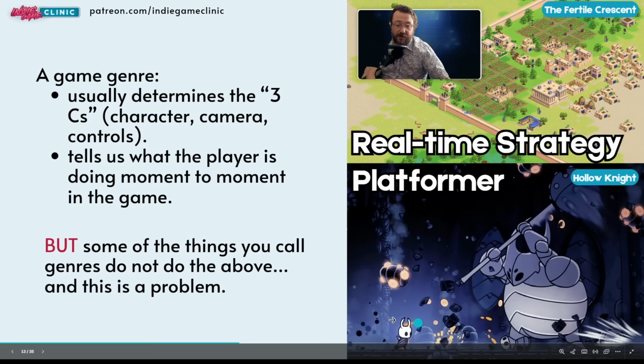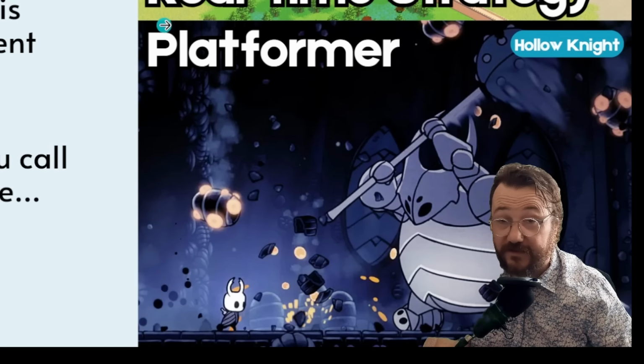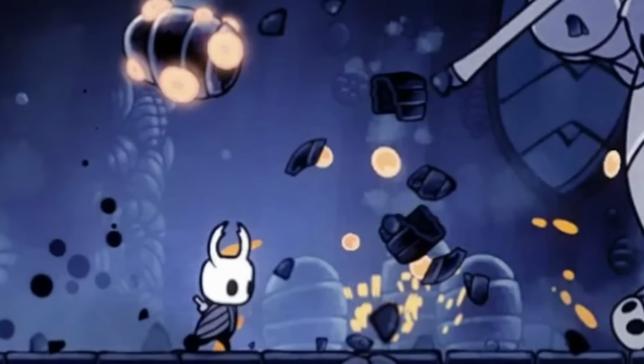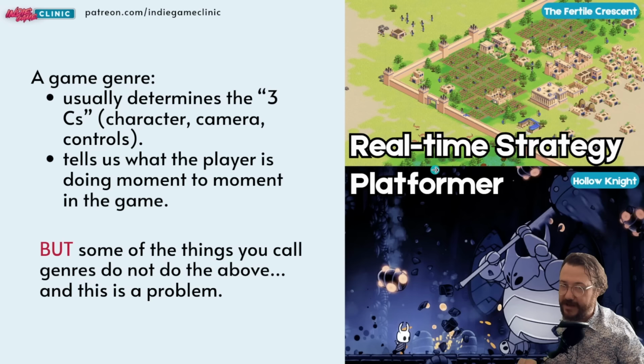A platformer, you're thinking of controlling a little character jumping around and you're looking at them from the side. And I know some of you Hollow Knight fans are going to see this and say, Hollow Knight's not a platformer, it's a Metroidvania. That is leading into something we're going to get onto in a minute, but I would say it is still a platformer, but Metroidvania is a type of platformer that it is.